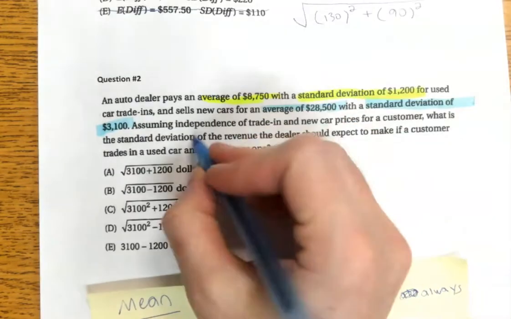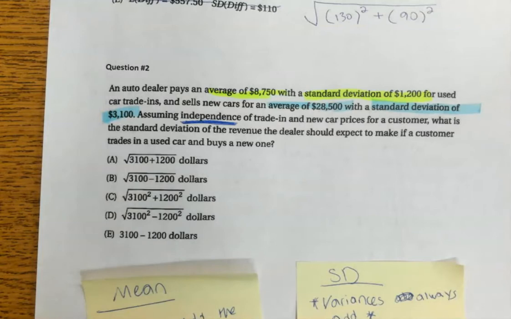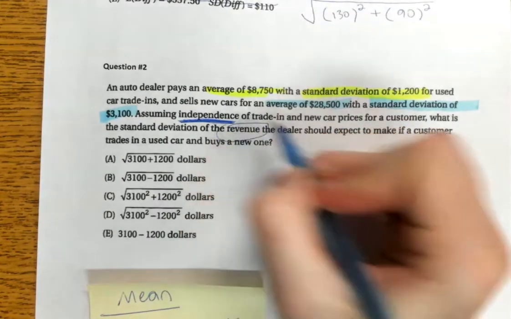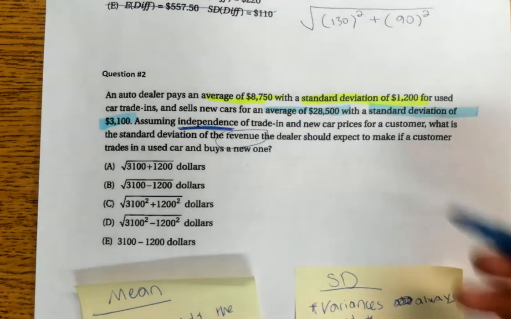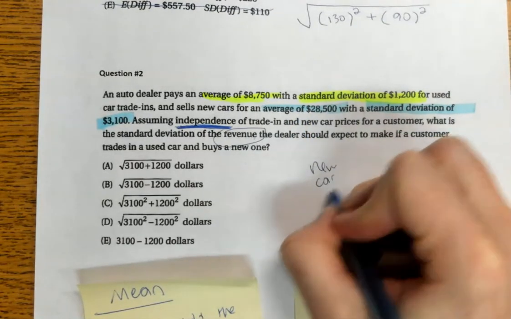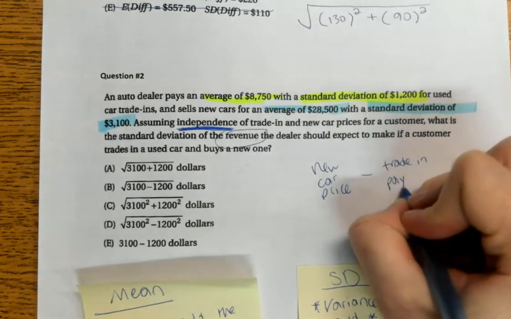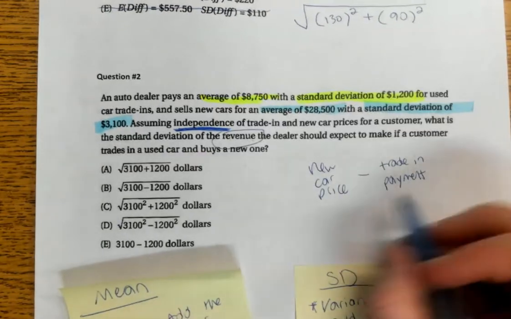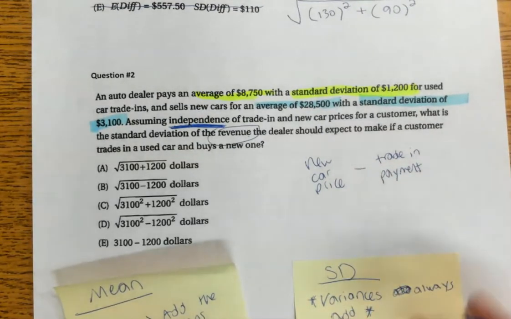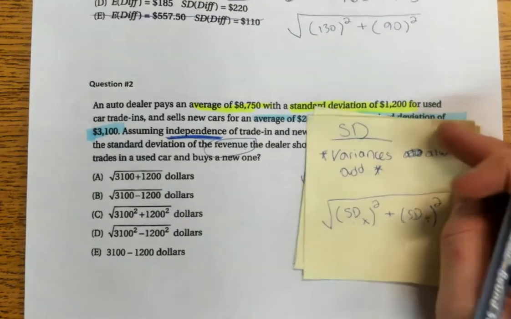Assuming independence of trade-in and new car prices for each customer, and remember we have to assume independence, that's part of our conditions. What is the standard deviation of the revenue? The revenue is how much money we're making. If I sell the new car, it's the new car price minus the trade-in payment, because I'm selling the new car but also buying their old car. So I have to subtract the two. Not that we even need to know which it is for standard deviation, because the variances always add, no matter what combining we're doing.